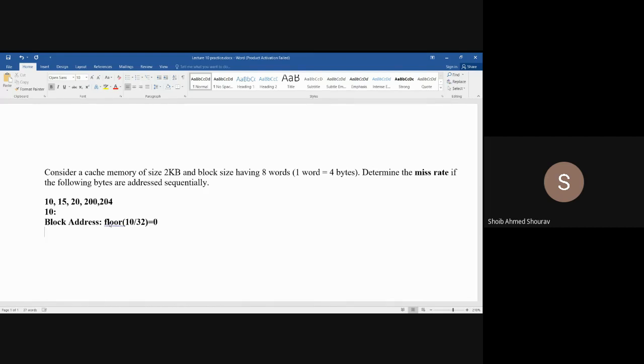Now we have to find out the block number. Block number will be the block address mod the number of blocks. Okay, we have to find out the number of blocks first. And how can we find the number of blocks? Let me show you.